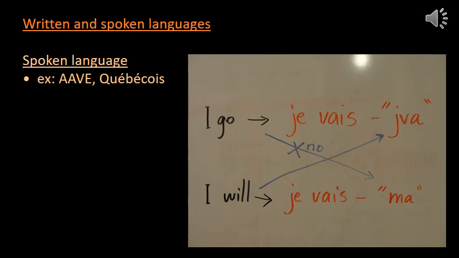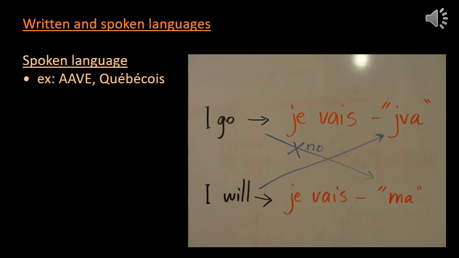If I want to say I go in French, it is je vais. If I want to say I will in French, it is also je vais. But I don't speak like that. I never say that, je vais.